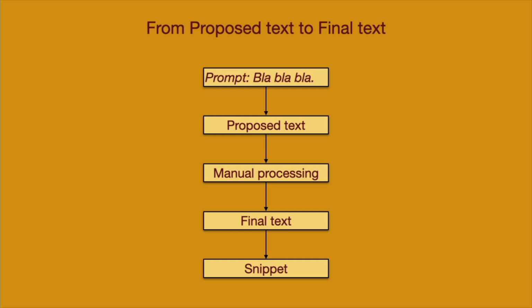We will use AI to produce our summaries. To use AI, you enter a prompt, and you get a proposed text as a feedback. You then process that text manually until you get something you are content with. And that will be the final text. And that is what we will put into a snippet.